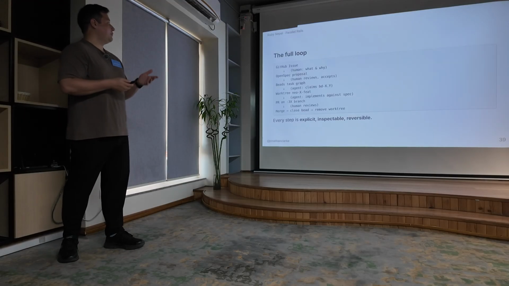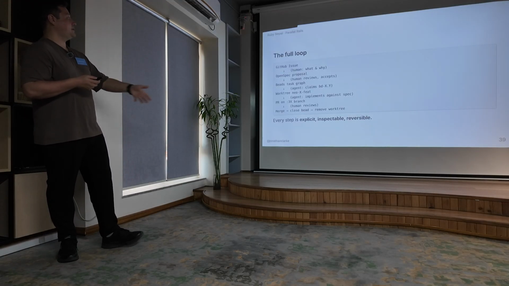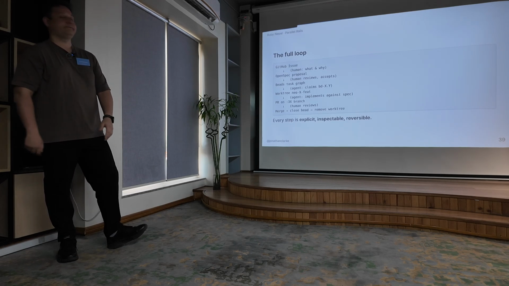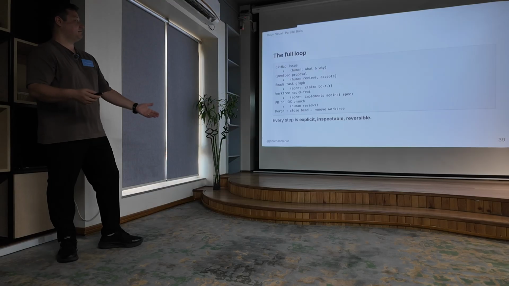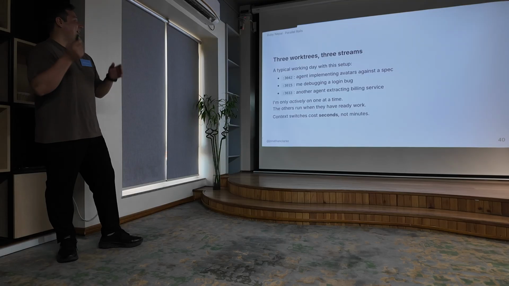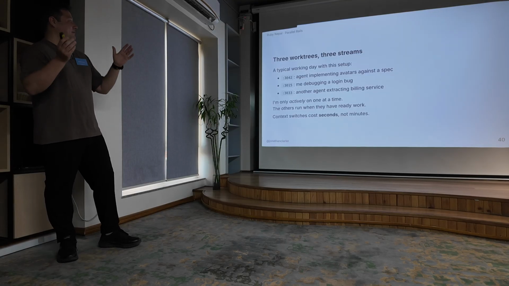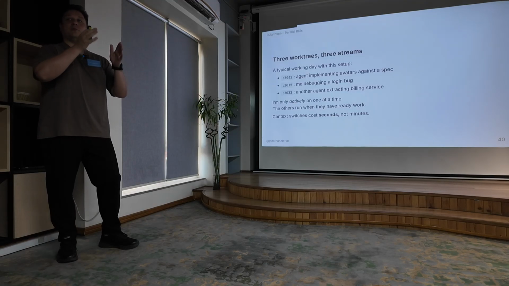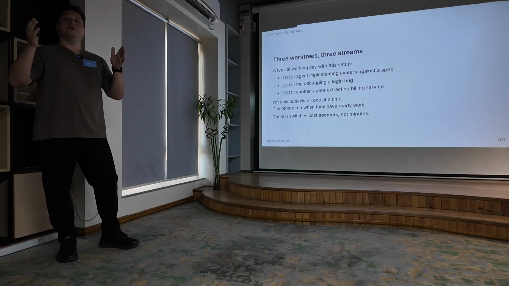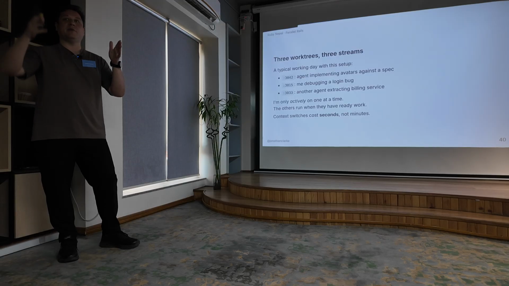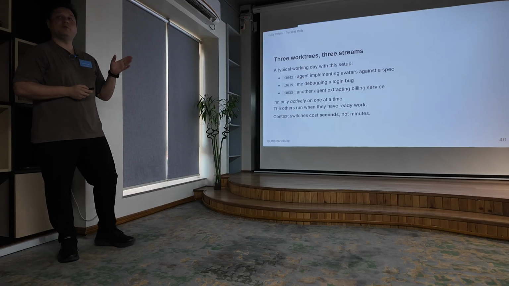So putting it all together, the full loop: GitHub issue, open spec proposal, beads, work tree, PR, merge, close bead, remove work tree. Okay, every step explicit, inspectable, reversible. This is a long talk, I'm realizing, sorry about this. 3 work trees, 3 streams, okay? Right now you're active on one at a time, but you can actually open up multiple tabs now and think of each tab as an employee, a resource, a teammate. And it can be doing this work side by side. And this is where the true power comes in.